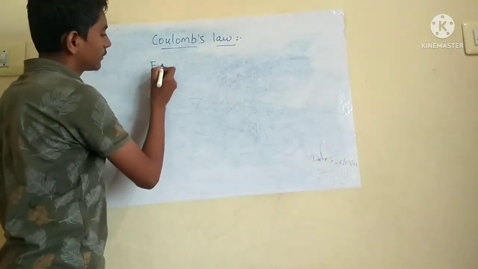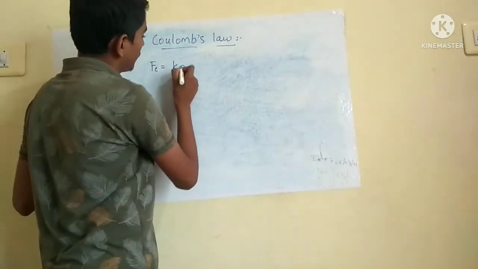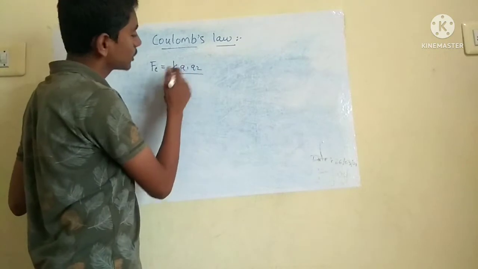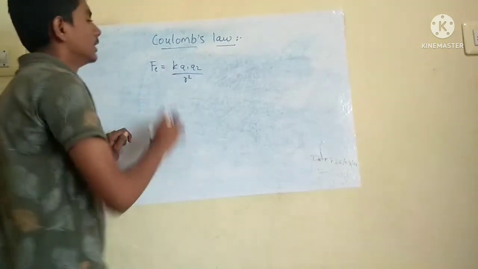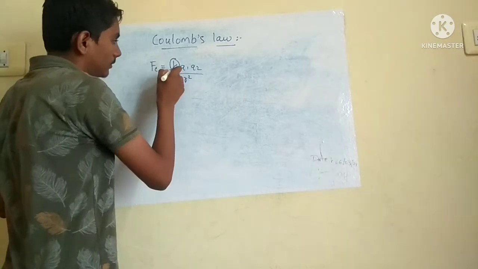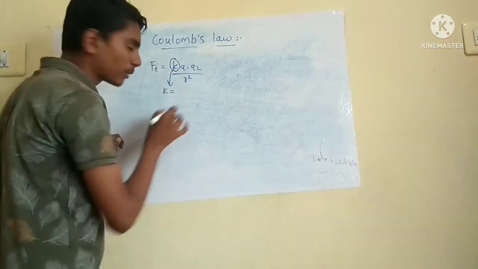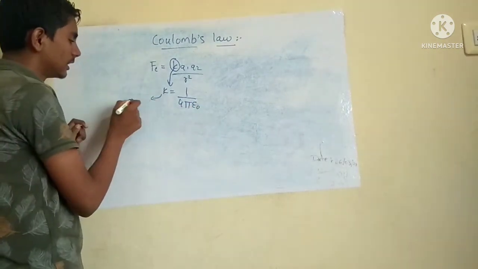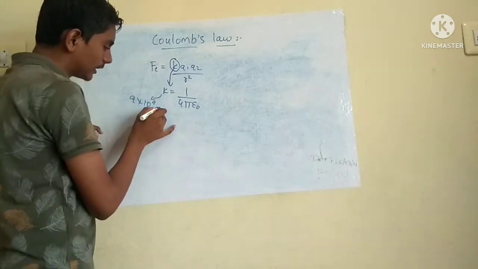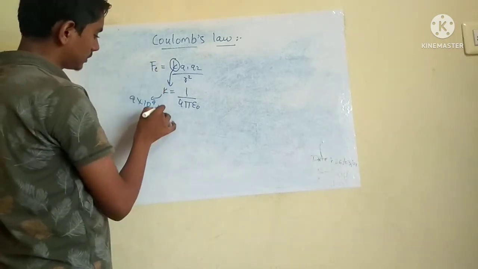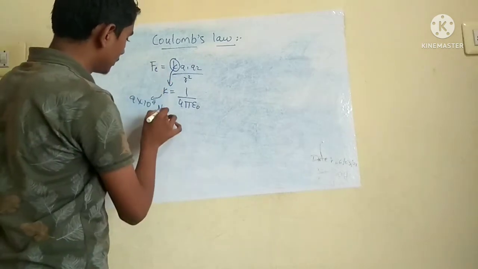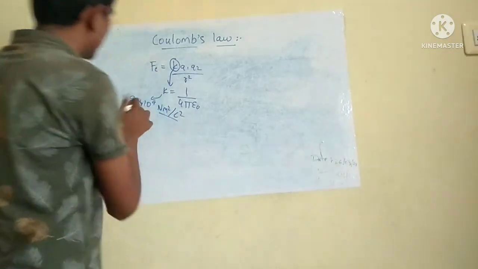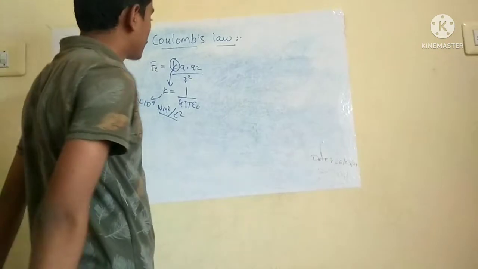What is the electrostatic force formula according to Coulomb's law? If you consider two charges Q1 and Q2, the electrostatic force between them will be equal to k Q1 Q2 by R square. Now what is this k? For k there is a formula: k is equal to 1 by 4 pi epsilon naught. This k is generally taken as 9 into 10 raised to 9 in SI unit. The unit is Newton meter square per coulomb square. In SI unit, the value is taken as 9 into 10 to the power 9.